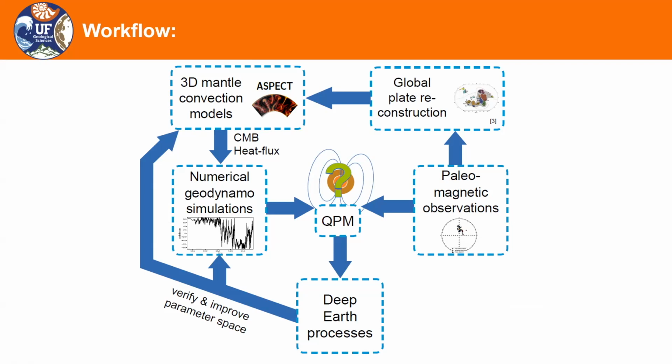measurements of historic field strength data. And these comparisons are what inform us about if both our mantle convection models or our numerical geodynamo simulations give us a realistic estimate that is comparable to what we can measure. And with that, we can make inferences on what has happened in the deep earth.